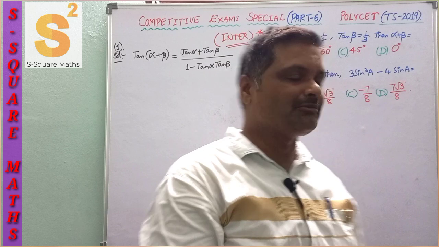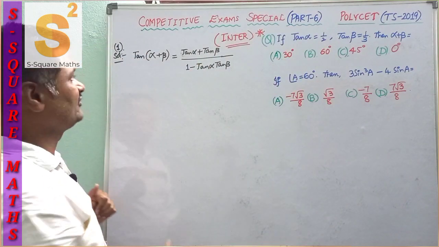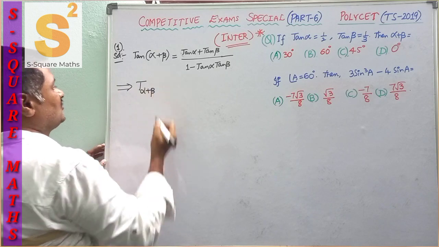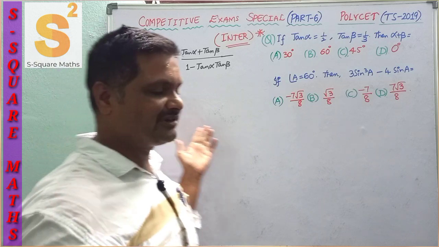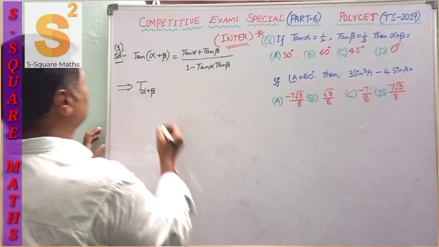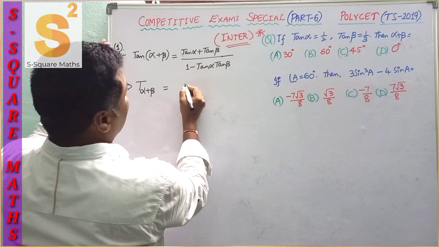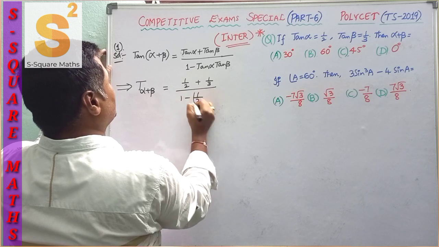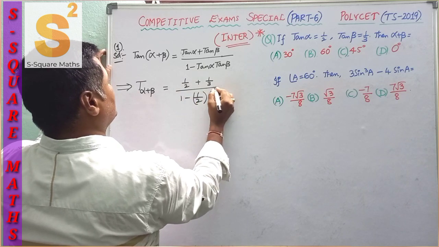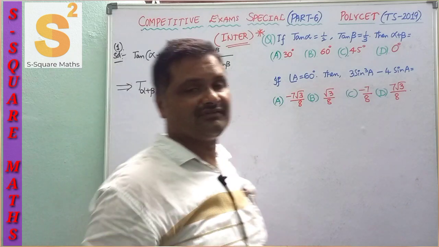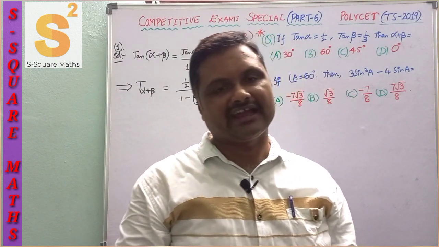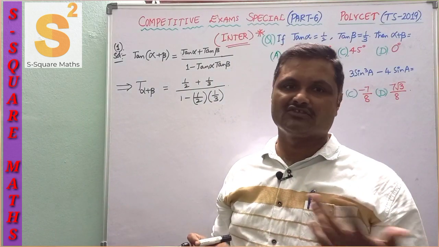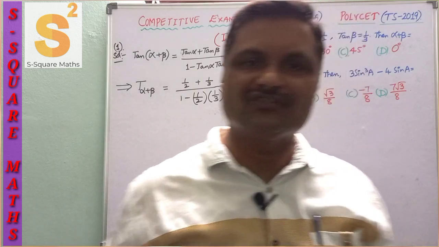Now replacing all the values, whatever is given. This implies tan of alpha plus beta, in short form, is nothing but 1 by 2 plus 1 by 3 by 1 minus 1 by 2 into 1 by 3. Please, viewers, while substituting, do it carefully. Now the substitution part is completed; check whether you did it correctly or wrong. Later you can go through the fast steps.